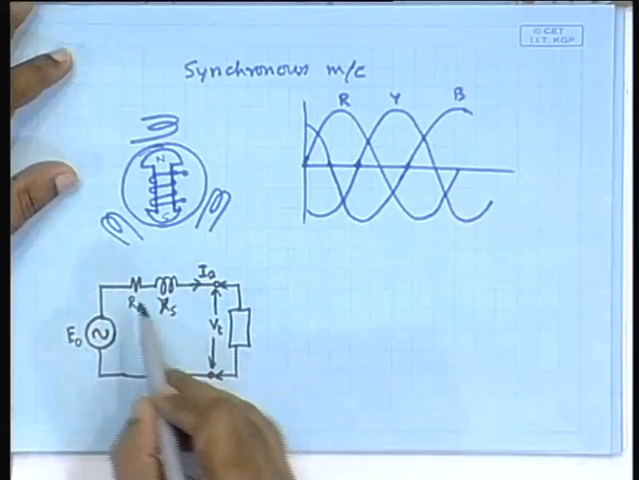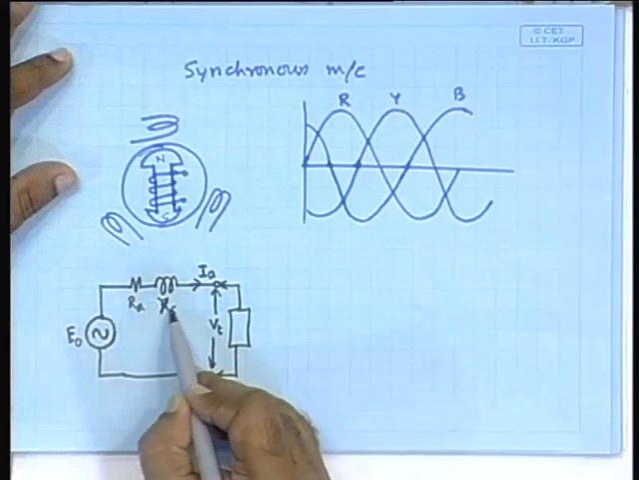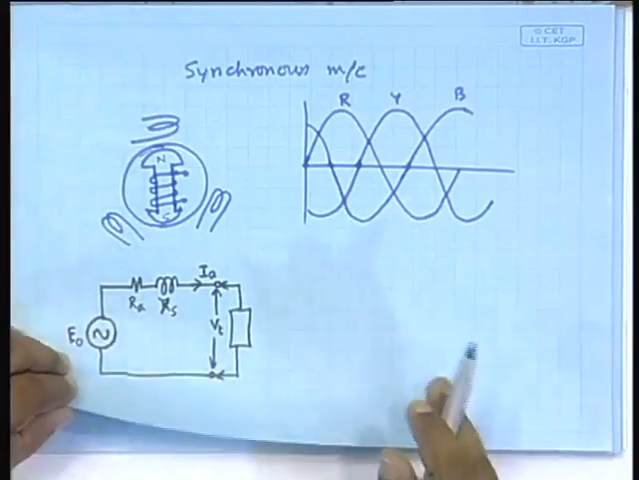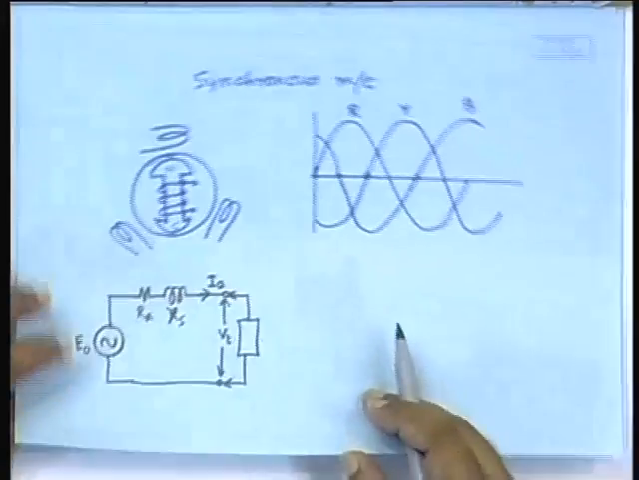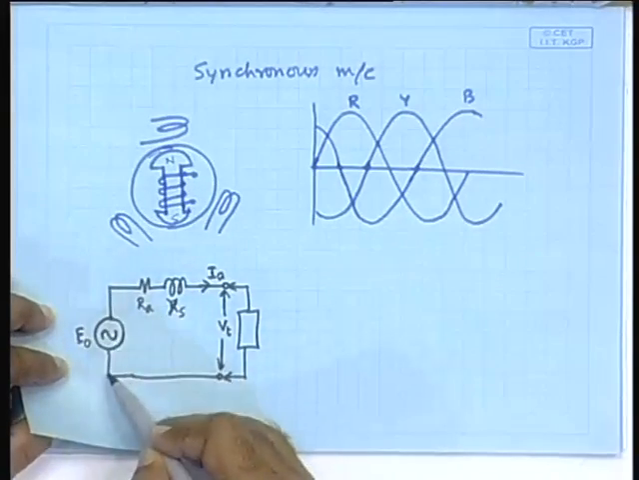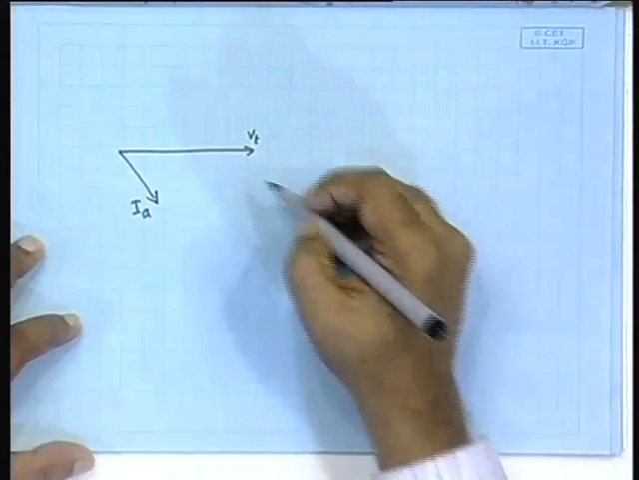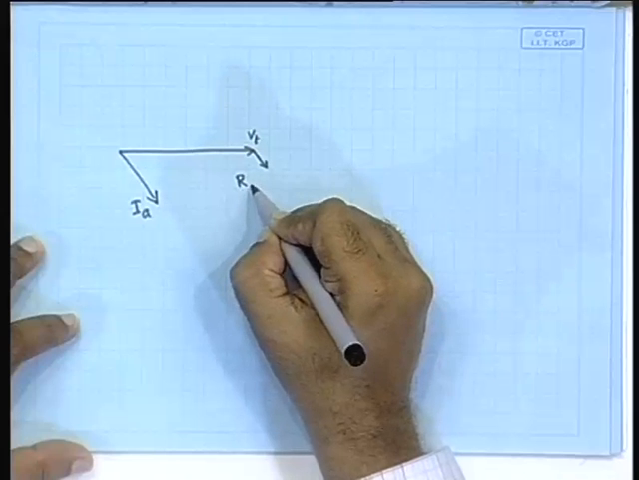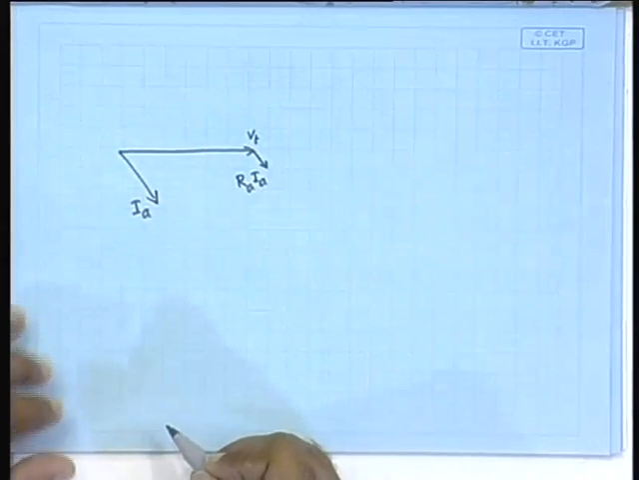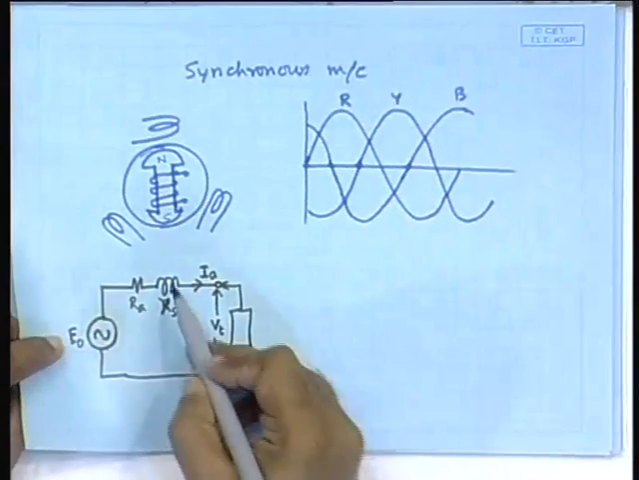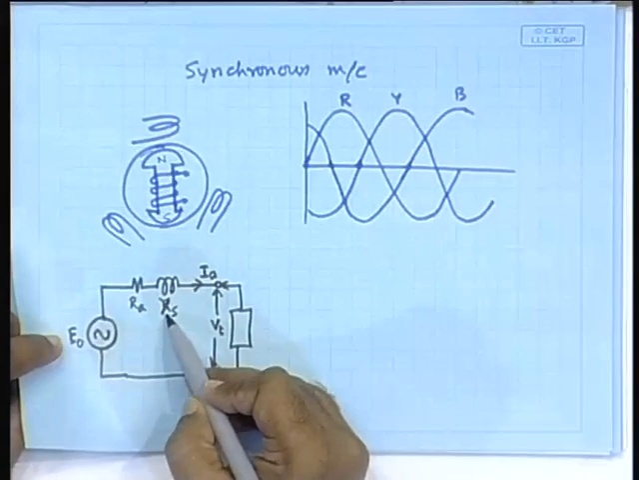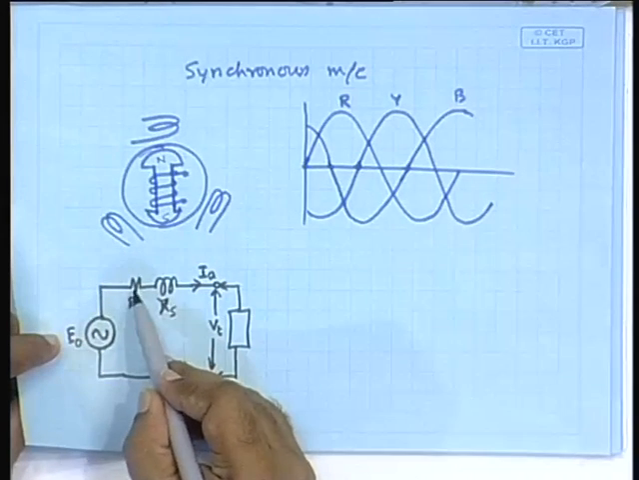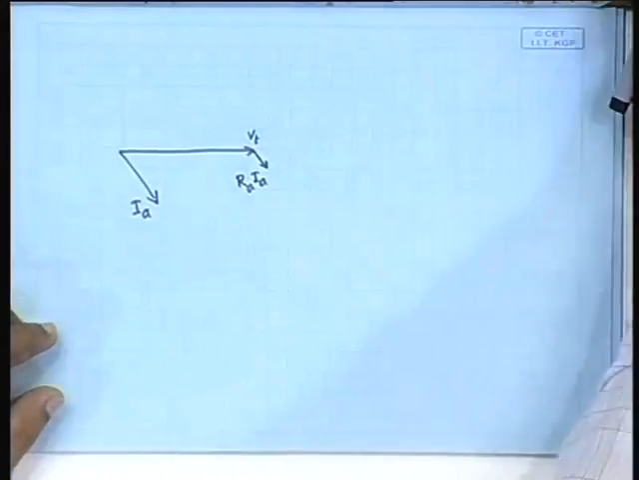Now, notice there will be two drops, one through R A and the other through X S. The drop across R A will be in phase with I A. So, V t plus these two drops will give you E naught. Let us do it graphically. So, there will be an R A I A drop, and there will be another drop, that is I A X S. Now, this drop will be orthogonal, perpendicular, to the other drop vectorially. So, you will draw it like this.